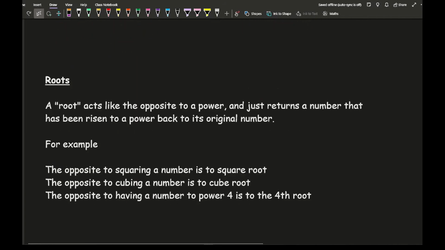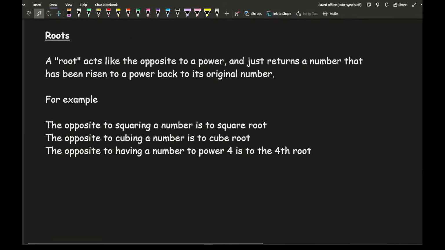So moving on then, let's move on to roots. Now a root acts as the opposite to a power and returns a number that's been raised to a power back to its original number. So for example, the opposite of squaring a number is what we call the square root. The opposite of cubing a number is the cube root, and the opposite of having a number to the power of 4 is the fourth root. There are other names for fifth roots, etc., but we don't need to go that mathematical.